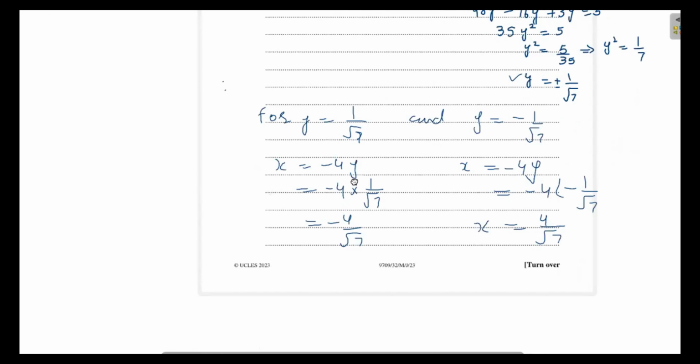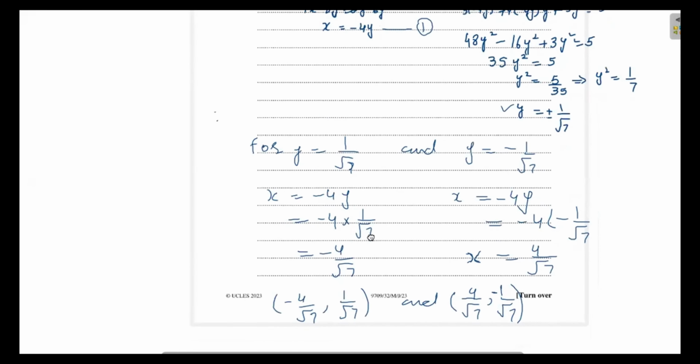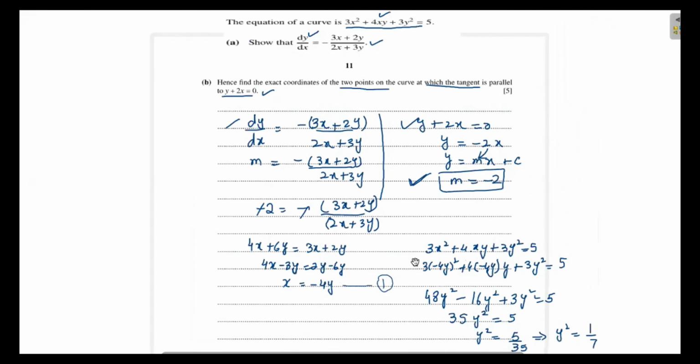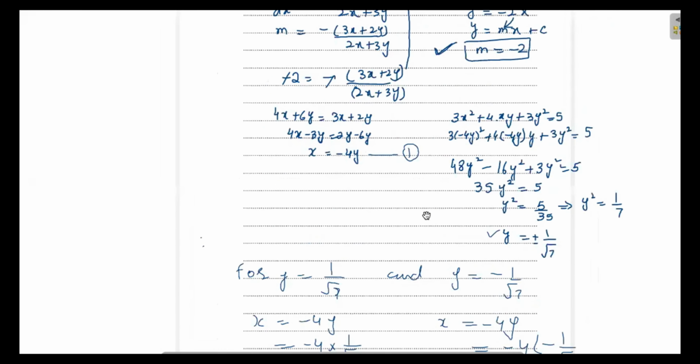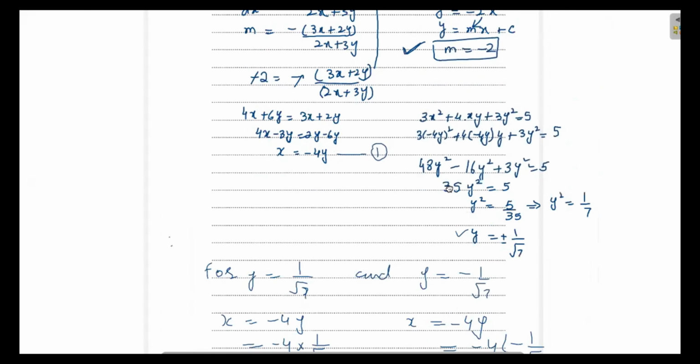Now the coordinates of the points will be: x is minus 4 over square root 7 and y is 1 over square root of 7, and x is 4 over square root 7 and y is minus 1 over square root 7. And these are the 2 points on the curve at which the tangent is parallel to y plus 2x equal to 0.